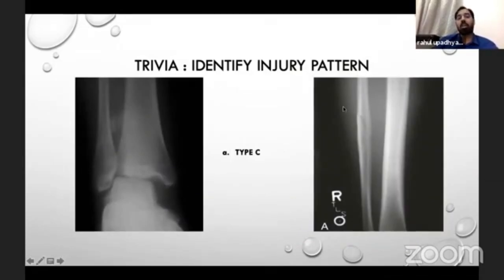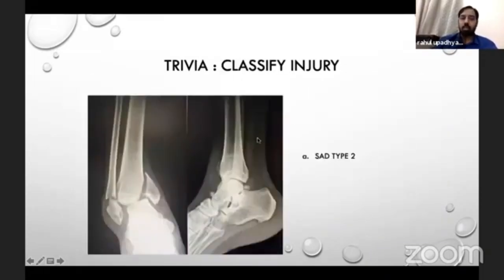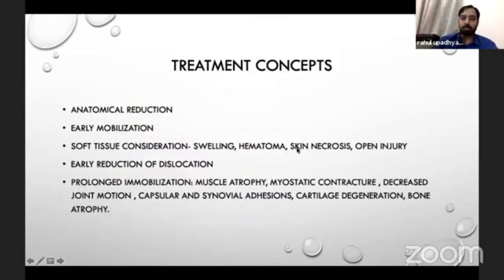And now when we take a long leg X-ray, we see there is a proximal fibular fracture. Again, one more example of a supination abduction type 2 injury where we had a lateral failure and the talus is tilted further medially, causing a shearing fracture of the medial malleolus.